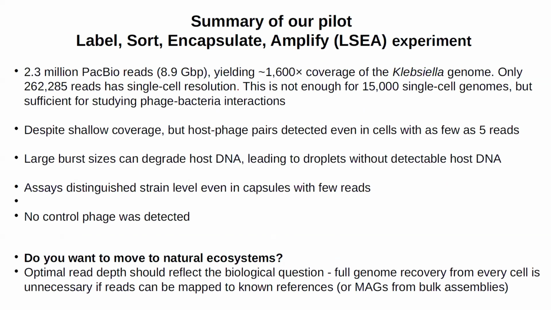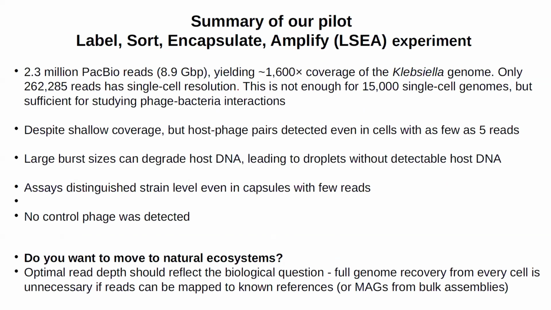But we just demonstrated that even if we don't have enough coverage, the cells that contain at least 5 reads are sufficient to track these phage and bacteria relationships. We were able to find the single cells that had pretty high content of phages inside, and we were able to distinguish the strain level in these capsules. And the important thing is that we did not detect any negative control phage. So this gives us a green light to go and do the sampling in natural communities.